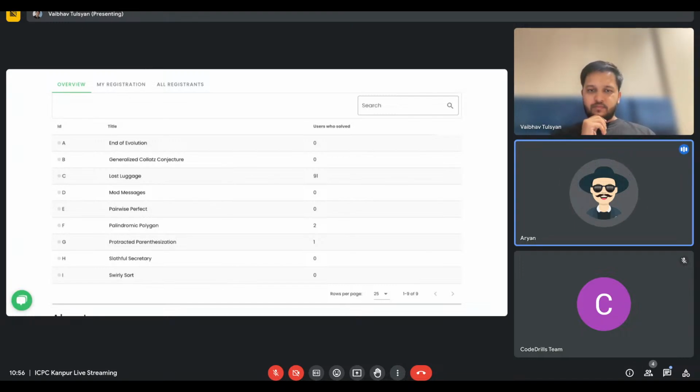And mod messages does require a non-trivial implementation using LC and everything over there. And end of evaluation is a mathematical problem. To solve it, you will have to solve it on paper first, and once you are done with paper, the code is a bit easier for this one. And it might be non-trivial to find out all the details on the paper.